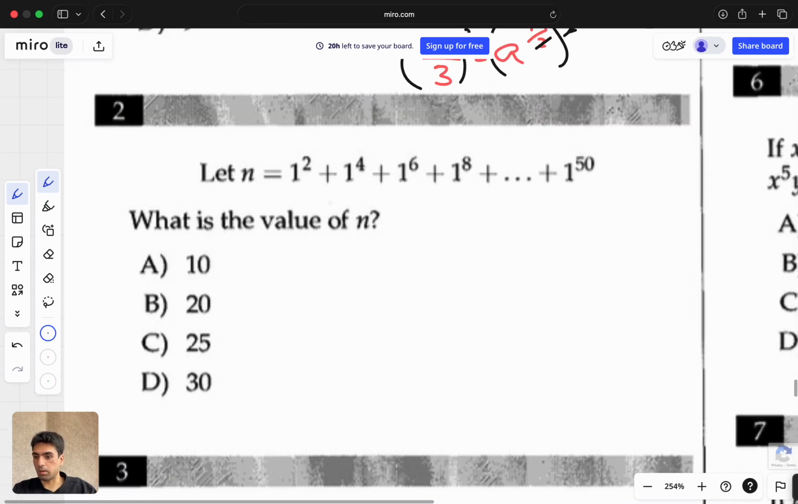For the next one, it says what's the value of n? N equals this. So you have 1 to the power of 2, 1 to the power of 4, and so on, it goes up to 50, but it's only for the even numbers, which means in total, you will have 25 exponents, right? Because we're skipping every number. So this is basically like saying 1 to the power of 25, which is also 1, right? Because it's going 25 times.